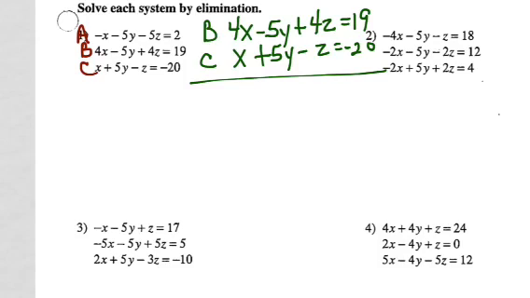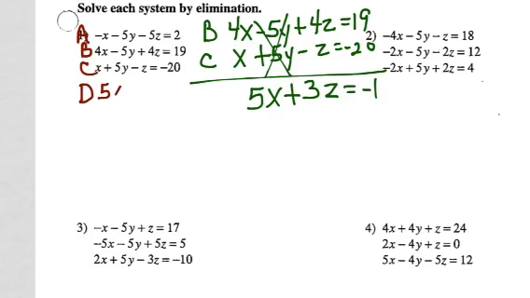So in working these two equations to eliminate, we see that negative 5y and positive 5y eliminate, leaving us with 5x, that's 4x plus 1x, plus 3z equals 19 minus 20, which is a negative 1. So we now have a D equation of 5x plus 3z equals negative 1.